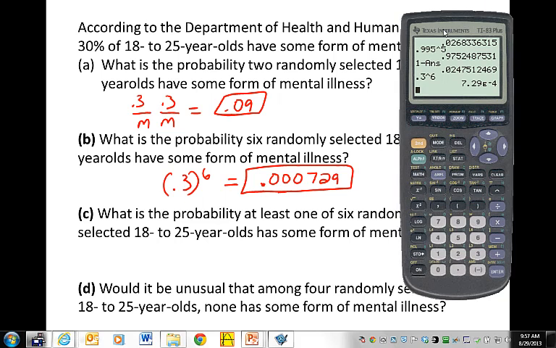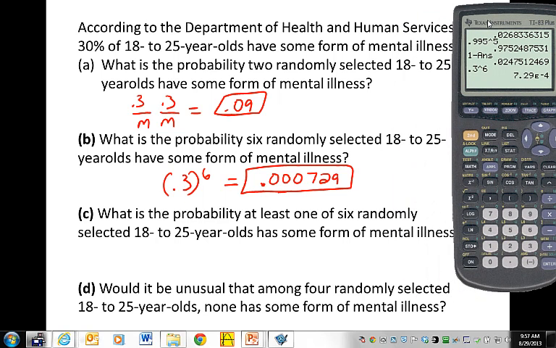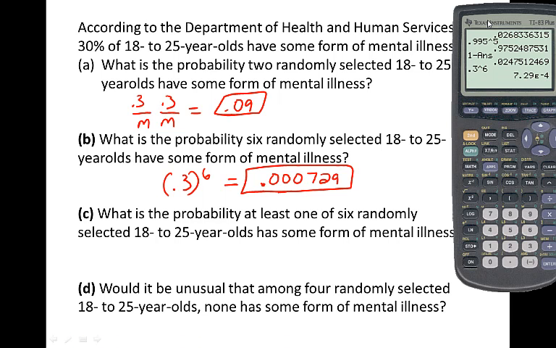Okay, part C. What is the probability that at least one of the 6 randomly selected 18 to 25-year-olds has some form of mental illness? Okay, it's a little tricky. So remember, when you see at least one of 6, we have 1, 2, 3, 4, 5, 6. We basically want to find 1 minus the probability of none, right? Of no mental illness. I probably should say no mental illness here. Okay, so no mental illness there.